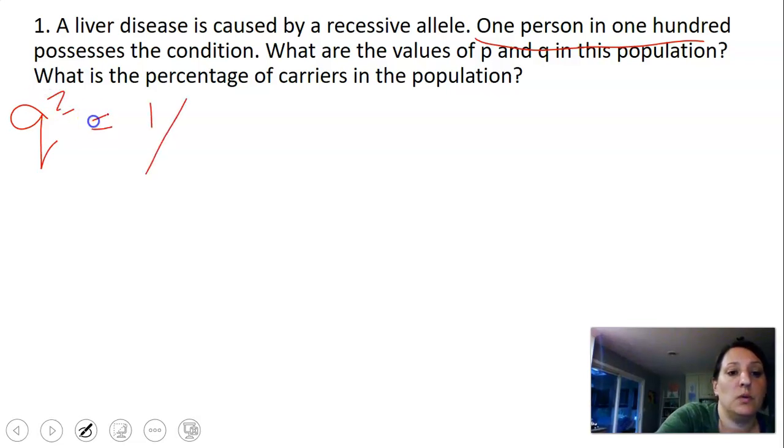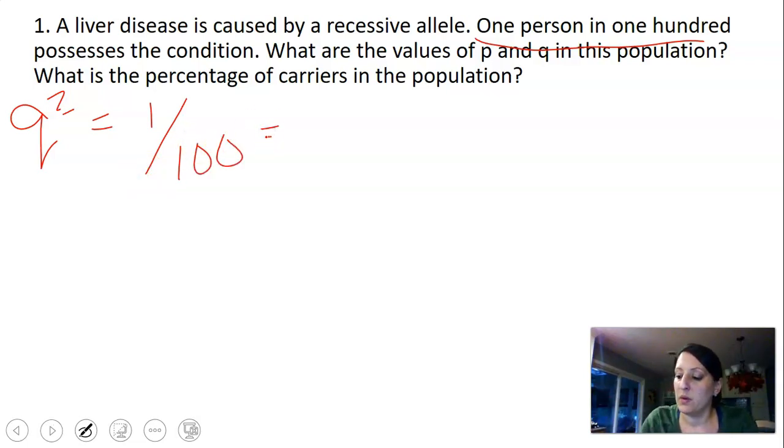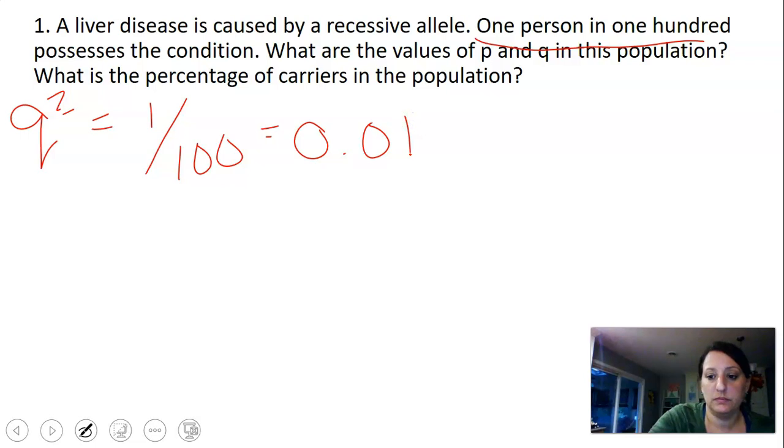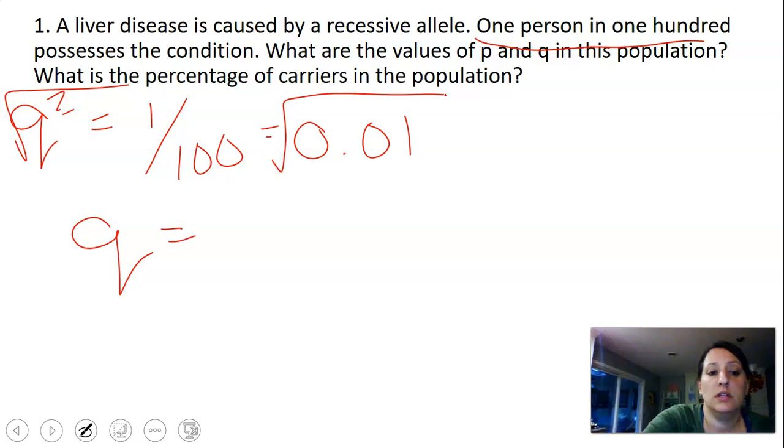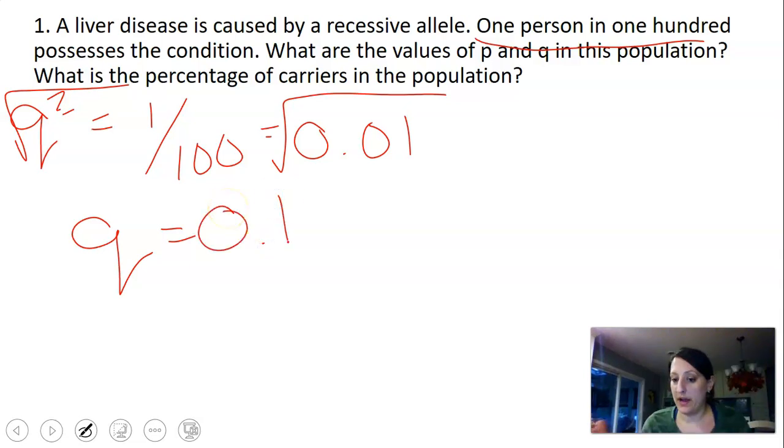So Q squared is equal to 1 divided by 100. If you do the math, 1 divided by 100 is 0.01. So that's Q squared, the frequency of the homozygous recessive condition. In this case, it's the frequency of liver disease in the population. I want P and Q, so I can figure out Q by taking the square root of both sides. The square root of Q squared is Q, and the square root of 0.01 is 0.1. So I have Q.